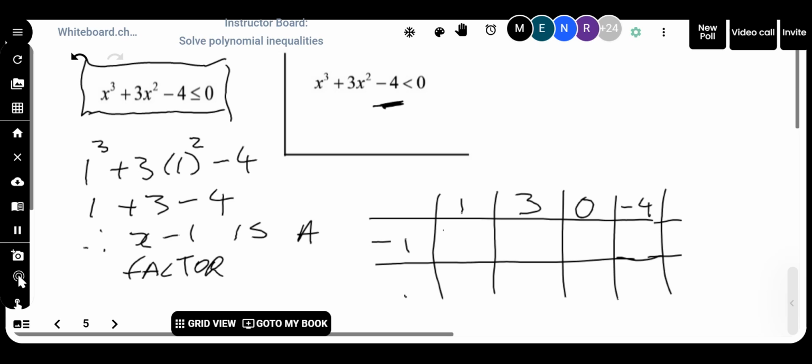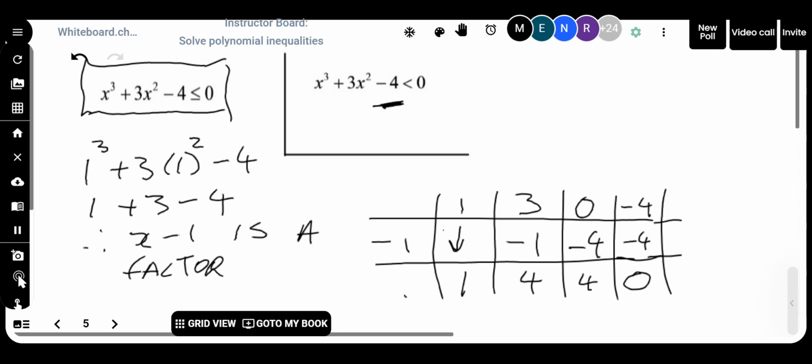I have a cube, which is the 1. I have a squared, which is the 3. But I don't have an x to the 1, so I have to put a 0 in for that, and then I put in the minus 4. So if all of that's right, I should get a 0 right there. Let's get this done. Bring down the 1. 1 times 1 is 1. 3 plus 1 is 4. 1 times 4 is 4. 0 plus 4 is 4. 1 times 4 is 4. And there you go.